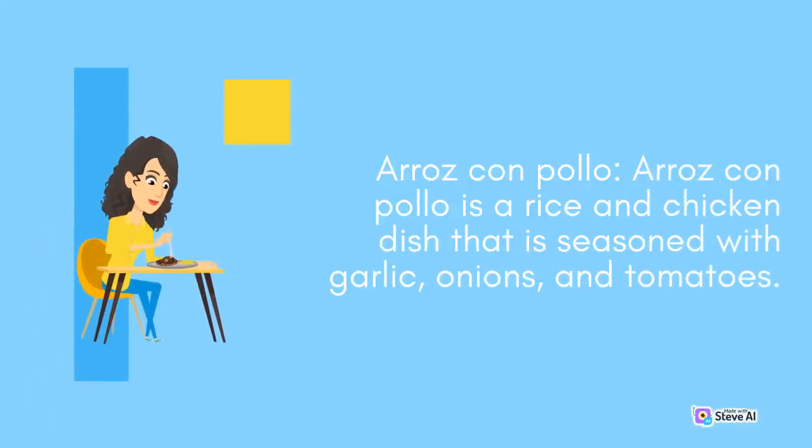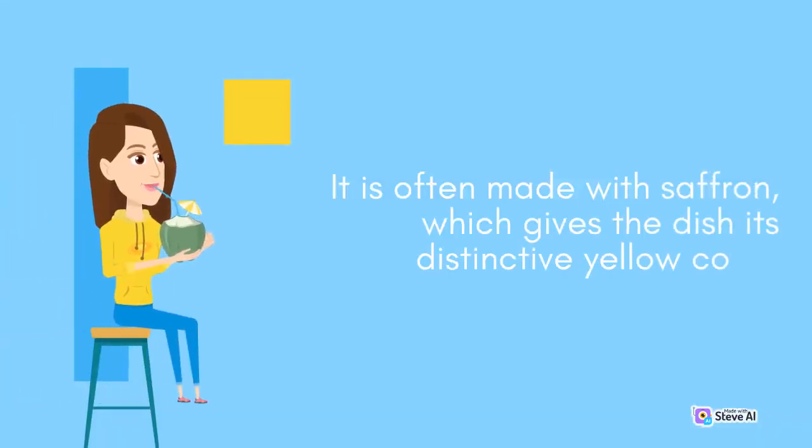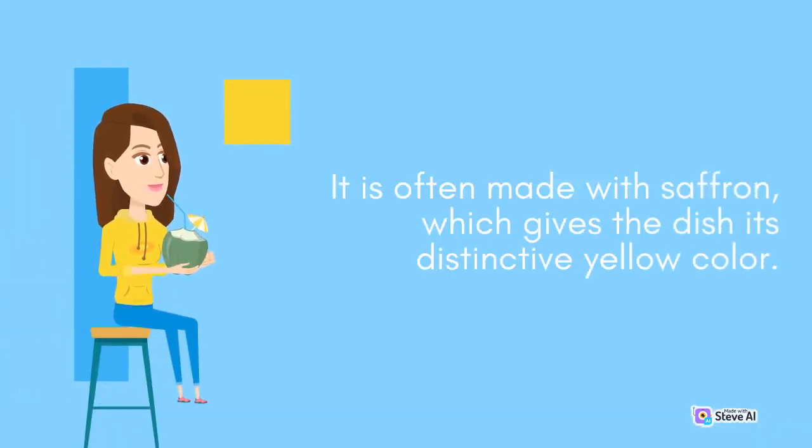Arroz con pollo. Arroz con pollo is a rice and chicken dish that is seasoned with garlic, onions, and tomatoes. It is often made with saffron, which gives the dish its distinctive yellow color.